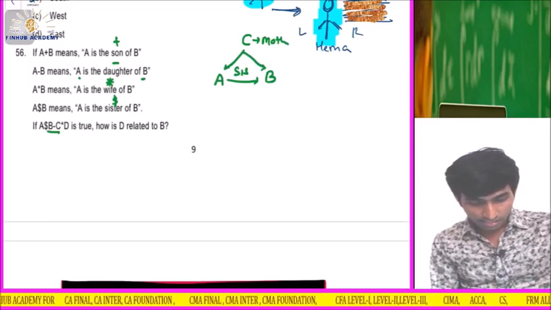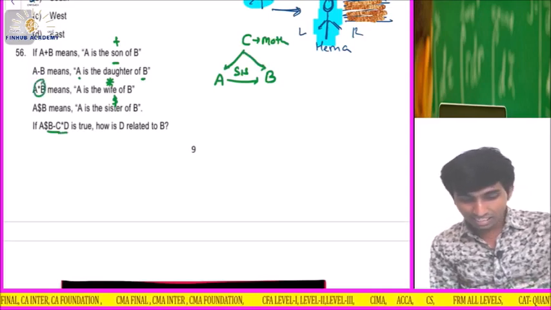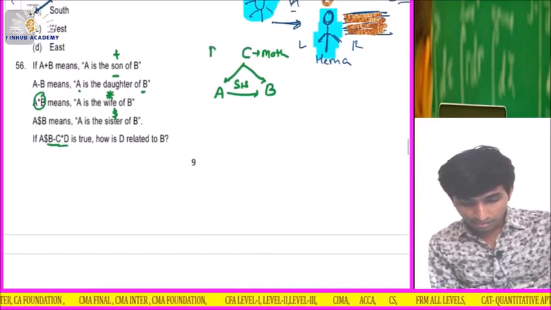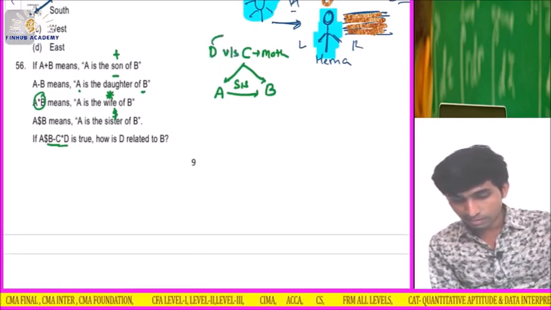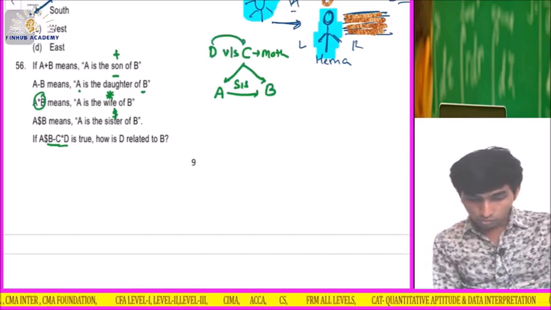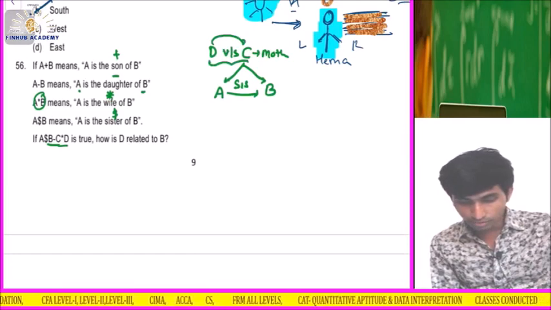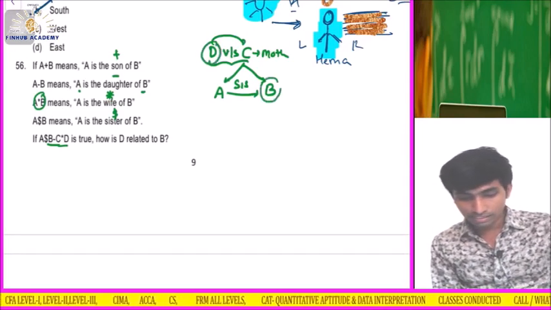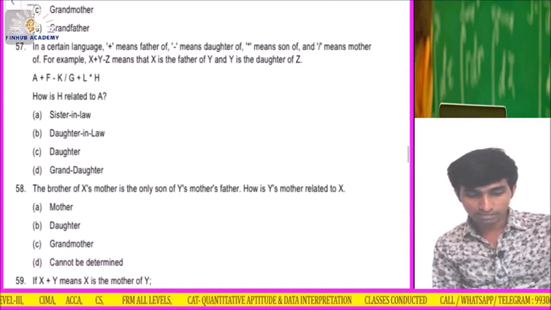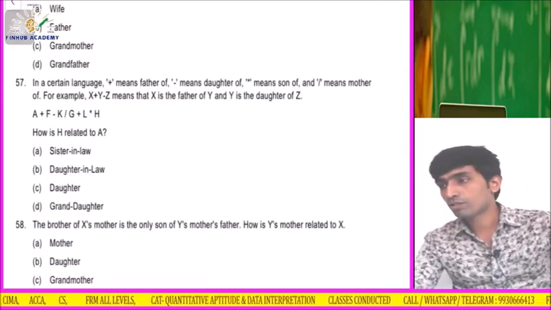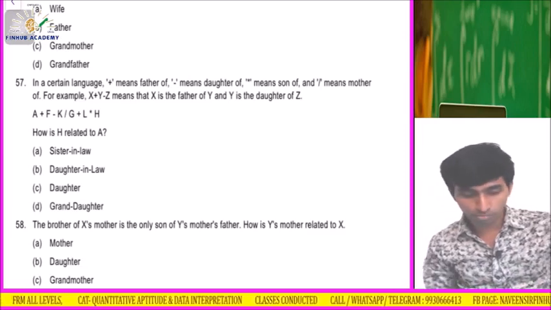C multiply D means C is wife of D. That means dad is who? D. D and C are husband and wife. So obviously these people have children A and B. So how is D related to B? D is B's father. Option is B. Understood? Very easy, very simple. No problem. Let's go ahead.